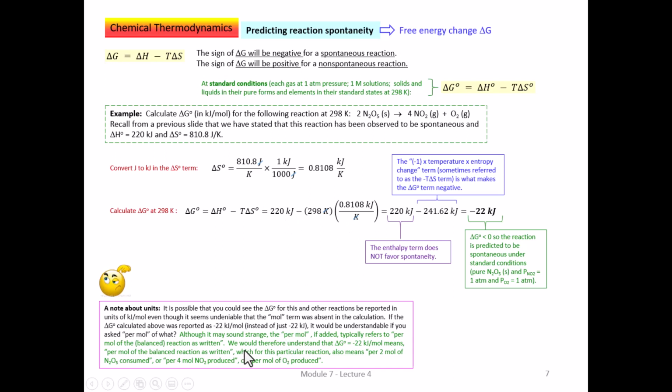Now it may sound strange. The per mole, if added, typically refers to per mole of the balanced reaction as written. So therefore, we would understand a deltaG here of minus 22 kilojoules per mole, meaning per mole of the balanced reaction as written, which for this particular reaction would also mean per 2 moles of N2O5 consumed, or per 4 moles of NO2 produced, or per mole of oxygen produced.